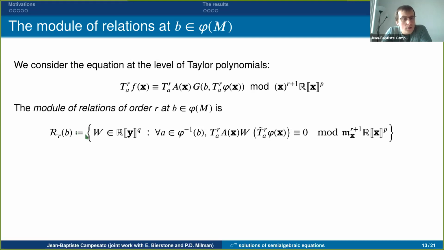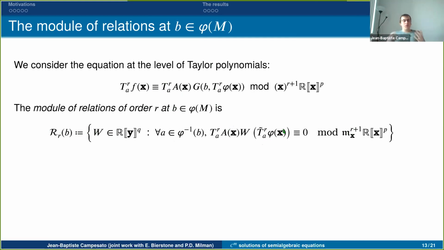Namely, the module of relations of order R over a point b is the set of power series which satisfy the associated homogeneous equation, so the equation without constant term. That is, the set of W such that the Taylor expansion of A times W composed with the Taylor expansion of phi is equal to 0 up to order R.